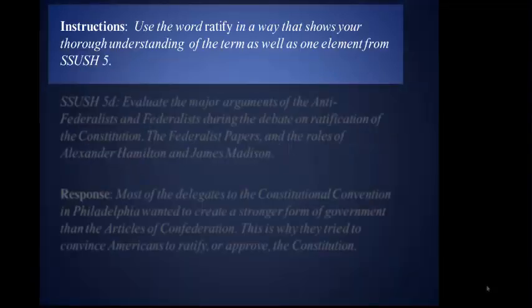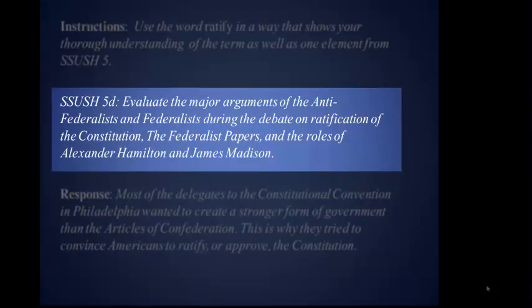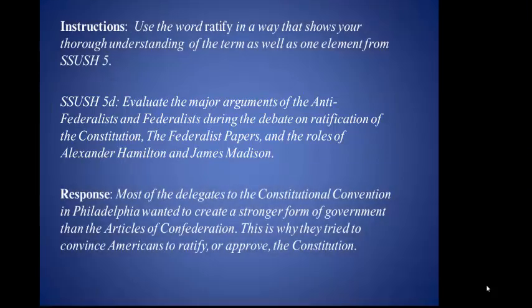How about this? Use the word ratify in a way that shows your thorough understanding of the term, as well as one element from standard SSUSH 5, which is evaluate the major arguments of the Anti-Federalists and Federalists during the debate on ratification of the Constitution, the Federalist Papers, and the roles of Alexander Hamilton and James Madison.